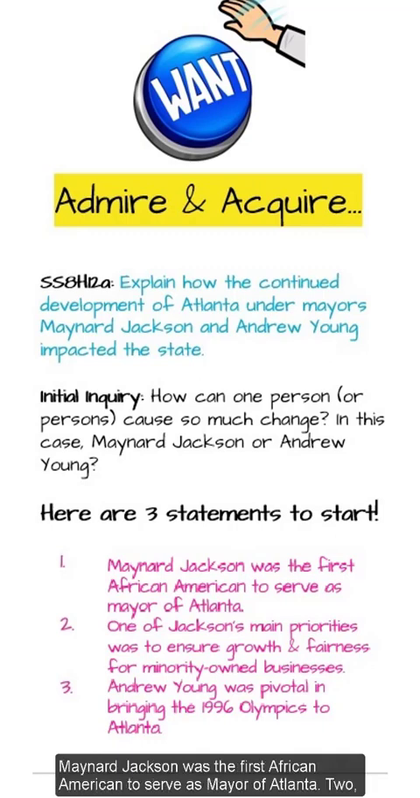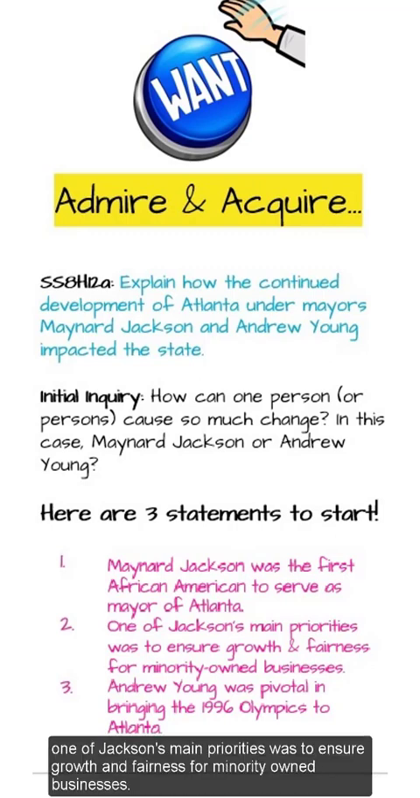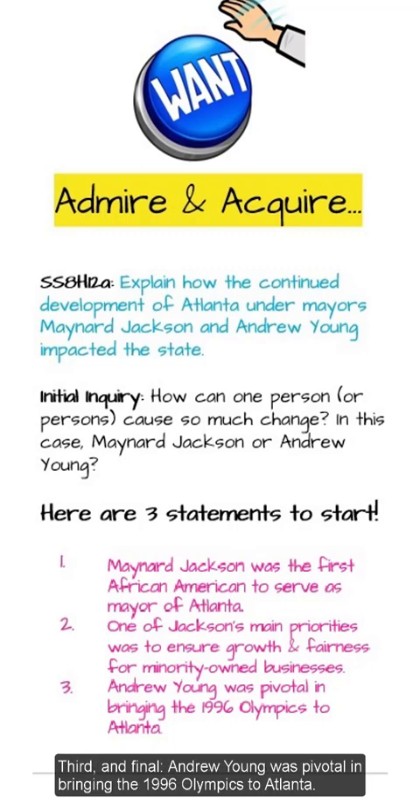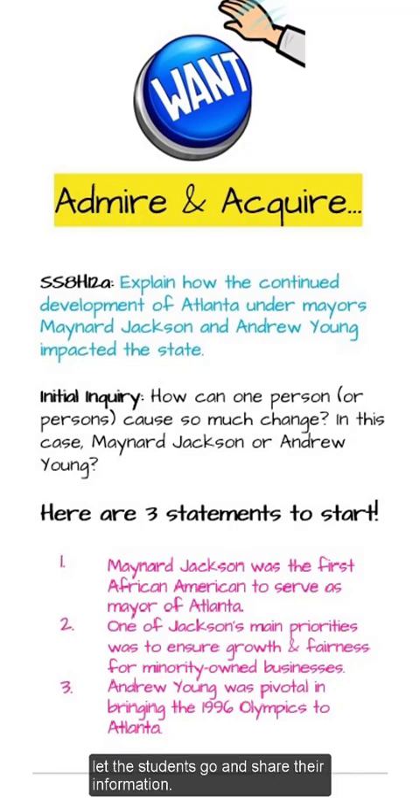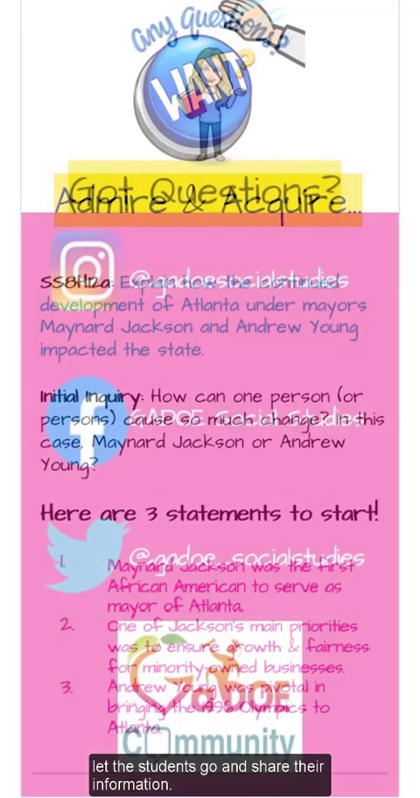First, Maynard Jackson was the first African-American to serve as mayor of Atlanta. Second, one of Jackson's main priorities was to ensure growth and equity for minority-owned businesses. And third and final, Andrew Young was pivotal in bringing the 1996 Olympics to Atlanta. So you can use these, again, admire and acquire, add more statements of your own, and then let the students go and share their information.